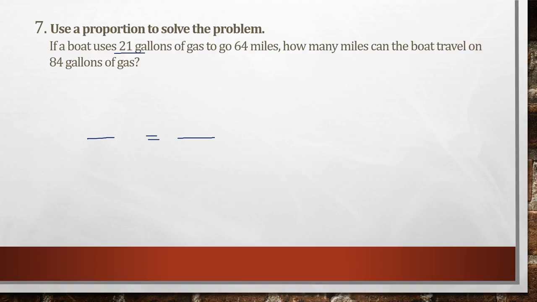So right over here we have 21 gallons for the boat. Let's start with 21 gallons, and I'm going to put the measurement, and then we have 64 miles. So the boat uses 21 gallons of gas to go 64 miles, and I'm going to put my 64 down here. And if I continue reading, what else I have is 84 gallons. Well, I started with gallons on top, so also here I'm going to want my gallons, and then in the bottom is going to be my miles. So I'm given 84 gallons, which goes right over here, and then I'm looking for my miles.